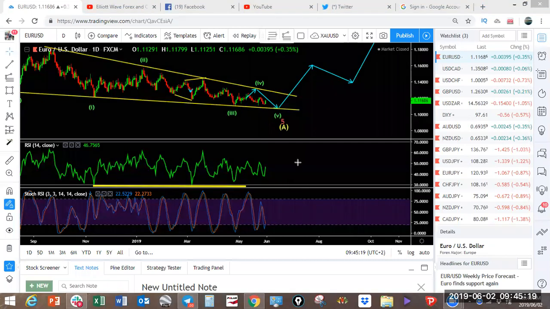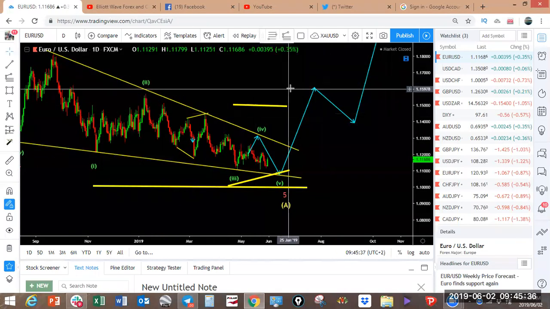If you look at this here, and this is getting even steeper here. Okay. Makes a lower low here, and then we're making a new higher low here. Okay, so expect a move to come up on the euro.